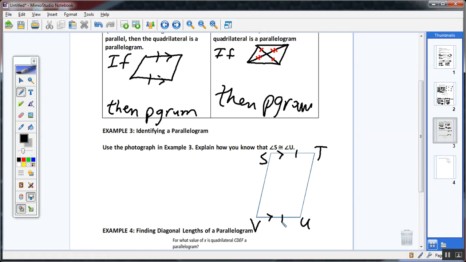So let's chat about this. First of all, what information is given in that four-sided figure? ST is parallel to VU, and ST is congruent to VU. Okay? So what can I say first of all? It says up here, you can just say the theorem itself. Is it the one on the left or the one on the right? The opposite. So the first thing I can say is this.